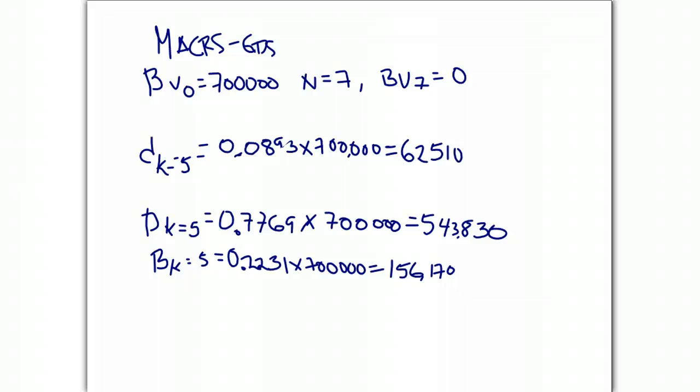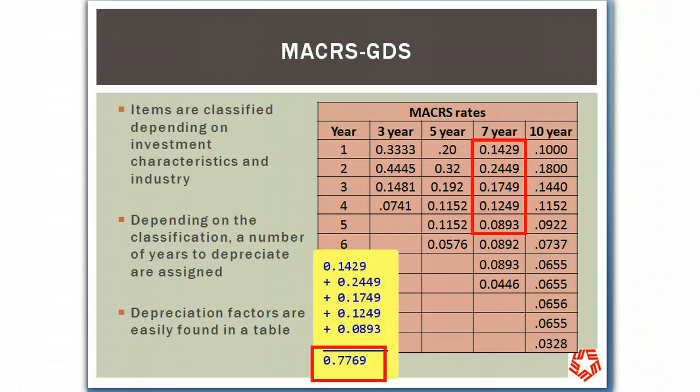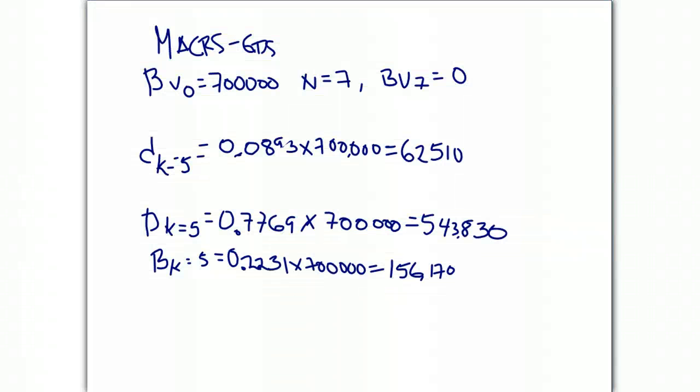For the computation of the cumulative depreciation, we add all the factors for years 1 through 5. And finally, for the book value, we can compute the difference between 700,000 and the cumulative depreciation, or we can compute the remaining factors, add them together, and multiply that times 700,000.